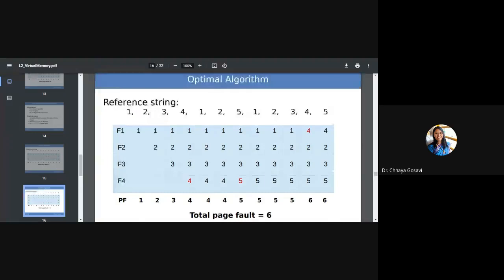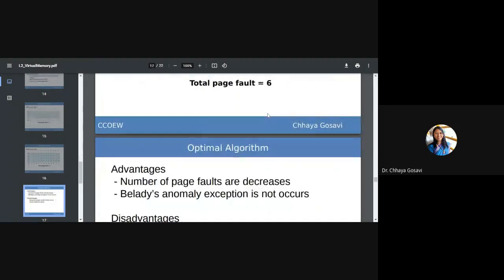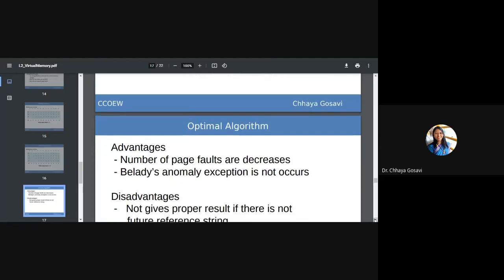Optimal algorithm, we can say that it's a theoretical algorithm. It cannot be implemented in a practical way, even if it is a very efficient algorithm. So the advantage is the number of page faults is decreased. Belady's anomaly is not occurring. It is completely eliminated by optimal.